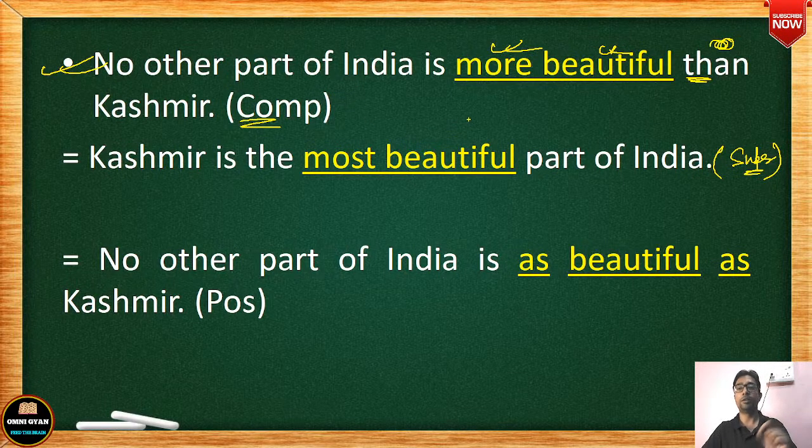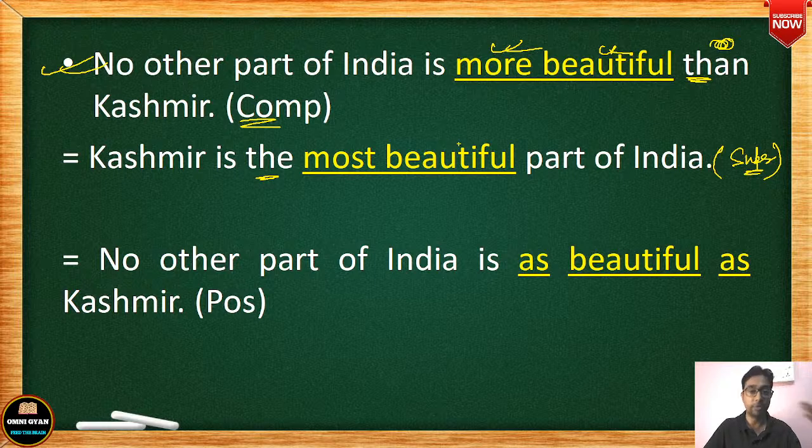No other part of India is more beautiful than Kashmir. That means what? Kashmir is the superlative degree, most beautiful. More beautiful, superlative degree is most beautiful. Kashmir is the most beautiful part of India, and same meaning. Now, same sentence, if you change it into positive degree, what will you do?